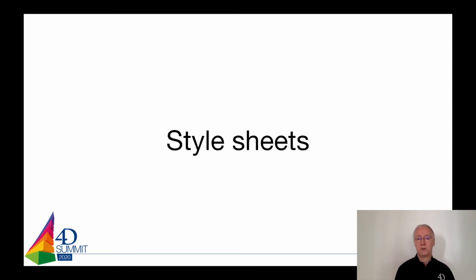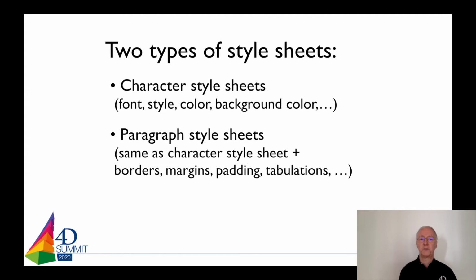Okay, let's go on to the next subject, which is style sheets. So just a couple of short words about style sheets. We have 2 types of style sheets. First one is a character style sheet, where we can define the font family, the style, the color, the background, the transformation, like uppercase, lowercase, etc. And we have paragraph style sheets. Paragraph style sheets include all the attributes that can be set on the character style sheet, plus border, margins, padding, tabulations, border width, border color, whatever you want.